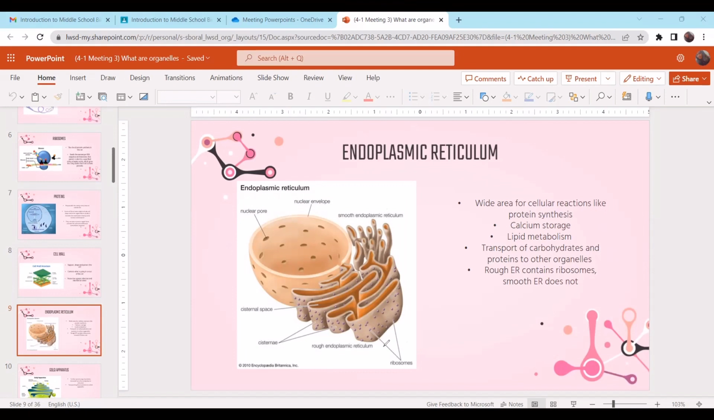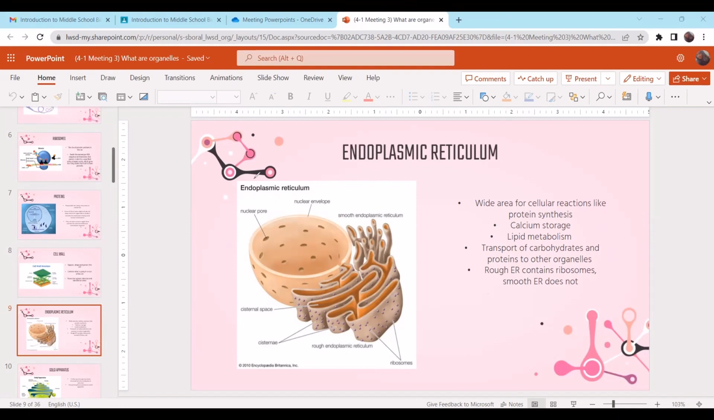This entire area called the endoplasmic reticulum surrounds the nucleus. It's a big area for cellular reactions like protein synthesis and translation to occur. It's a big place, so there's a lot going on here: calcium storage, lipid metabolism. You don't have to know exactly what these are, just as names. We will be covering some of these processes, like protein synthesis and transcription and translation, in our later classes. Transport of carbohydrates and proteins to other organelles. I'll be going over the Golgi apparatus next, and this ties into that.